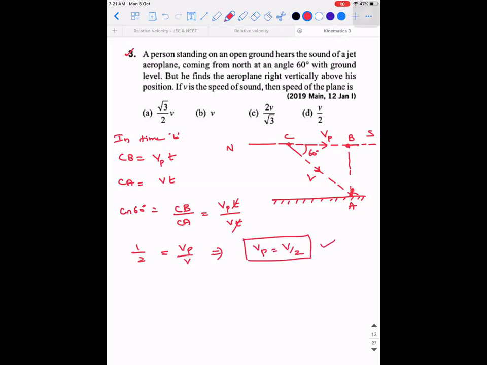Is there an option? Yeah. So velocity of plane is exactly... how is it possible? Velocity. Okay. Yeah. Sorry. Velocity of the plane is half of the velocity of sound.